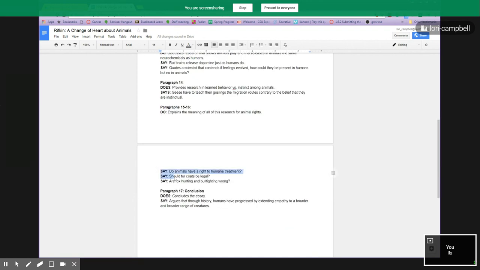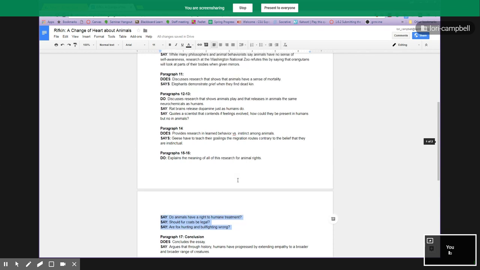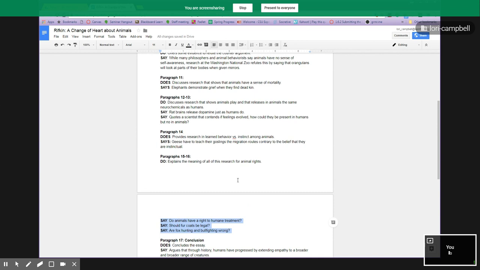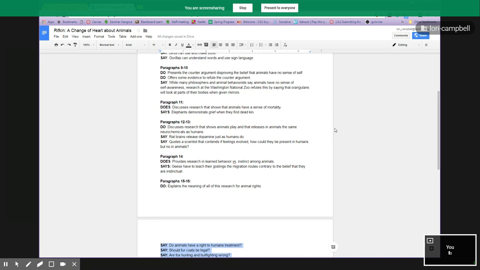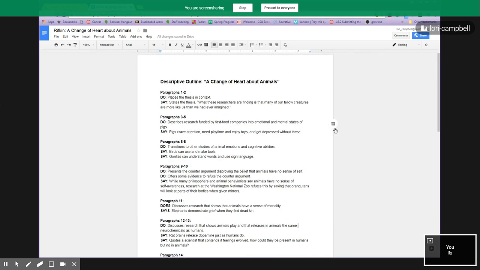Notice that I have down here that you can have more than one say. If you have more than one do, you may need to look and see if it's actually merged together into one paragraph, or if you can divide it up into two separate rooms. So this is how you do the descriptive outline.